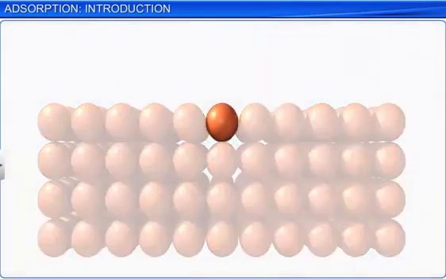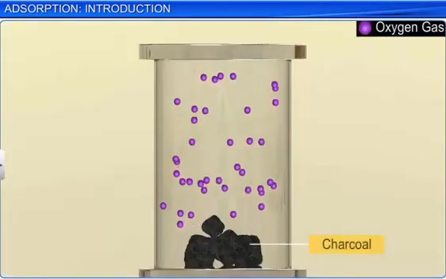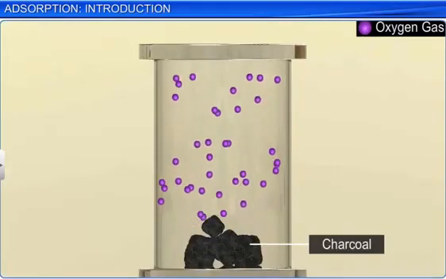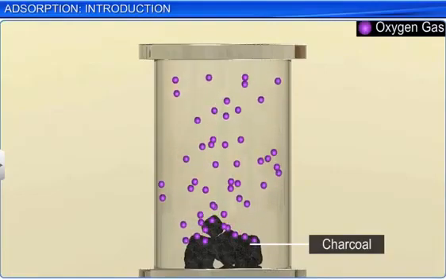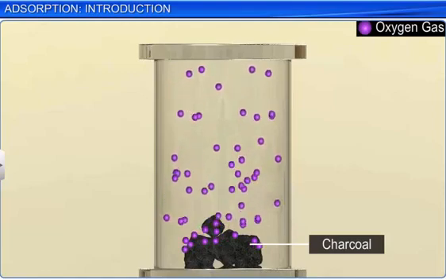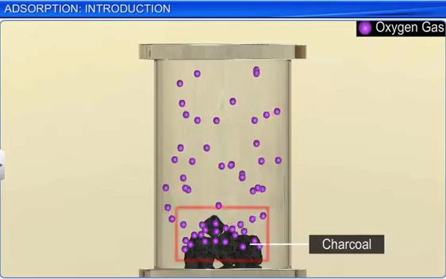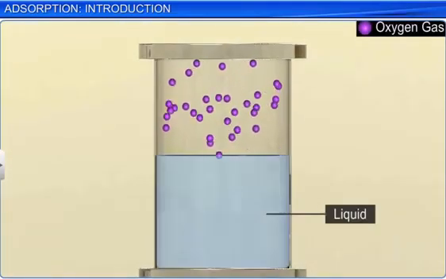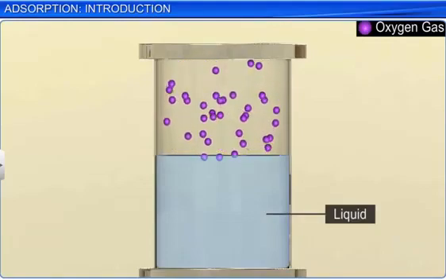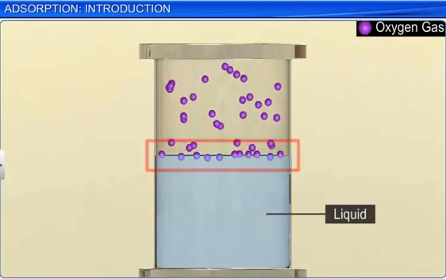Similar inward forces of attraction exist at the surface of solids. If you put solid charcoal in a closed vessel containing oxygen, you observe that oxygen molecules are attracted to the solid surface of charcoal. As a result, the concentration of the gas on the surface of the solid increases. The same occurs if a liquid is put into a closed vessel containing gas. The gas molecules will accumulate on the surface of the liquid.